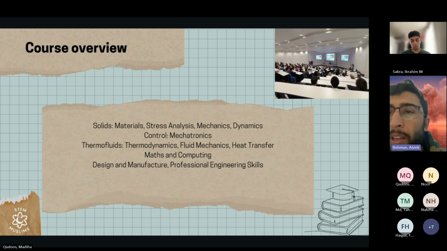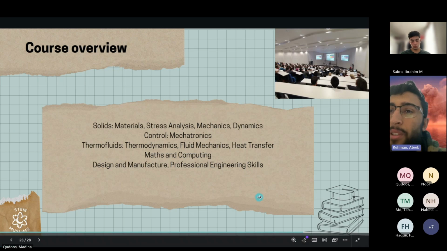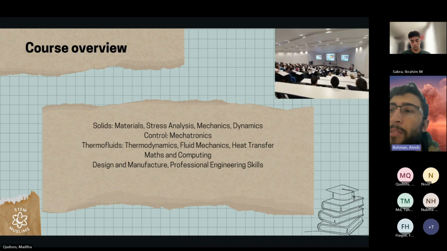So in solids, materials is basically the biology of mechanics, because there's a lot of memorization, a lot of stuff that you just need to remember for the exam and regurgitate when they ask you questions. Stress analysis is learning how beams bend and deform, like deflections. Mechanics and dynamics are the movements of bodies and particles, and how things move. I think they're very similar, but apparently they have different meanings. In first year you do mechanics, in second year you do dynamics.